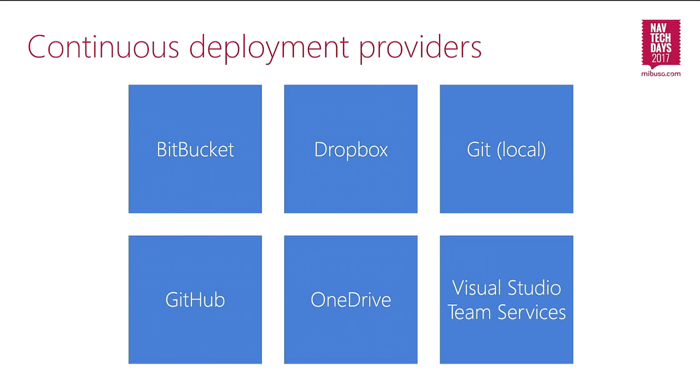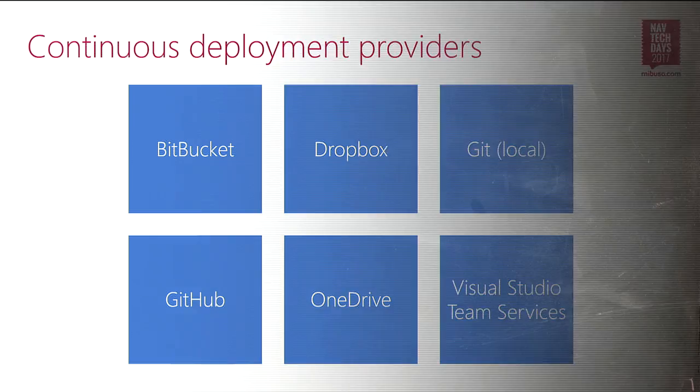So let's take a look at different providers which allow us to store the source code of our Azure function. We can use Bitbucket, Dropbox, Git installed locally on your machine. You can use GitHub, you can use Visual Studio Team Services, or you can use OneDrive. All of these are options which allow you to store your source code and then connect your Azure application to that repository, and then keep your application up to date. It will automatically detect when there are any changes, and it will automatically refresh your application.